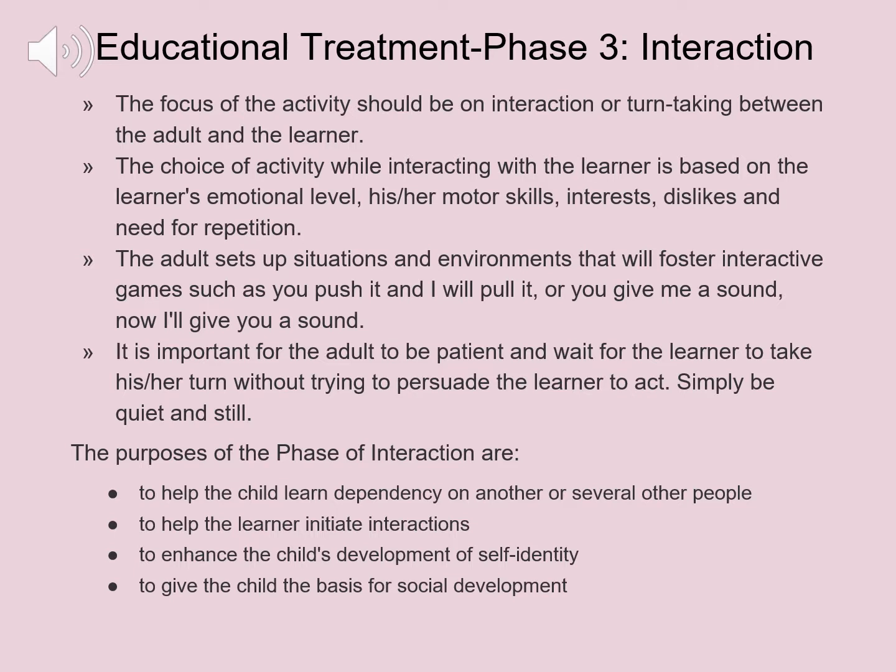It is important for the adult to be patient and wait for the learner to take their turn without trying to persuade the learner to act. Simply be quiet and still. If the learner withdraws or turns away, then the adult may have proceeded too quickly to the stage of interaction. You should return to the stage of imitation or even offering.